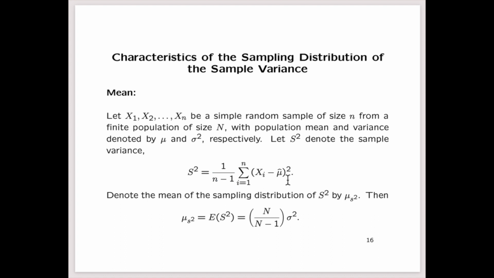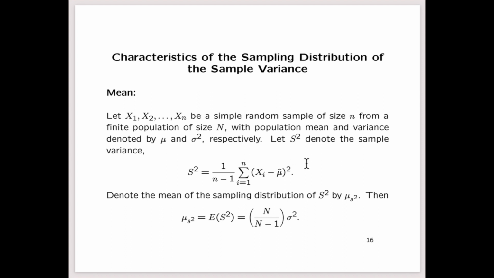And notice here that in the formula for the sample variance, instead of denoting the sample mean by x bar, I'm denoting it by mu hat. You'll recall that this is the notation that we're using for an estimator, and in particular an unbiased estimator of the population mean. But don't worry about that. This is the same formula, the same expression that we've used in the past.